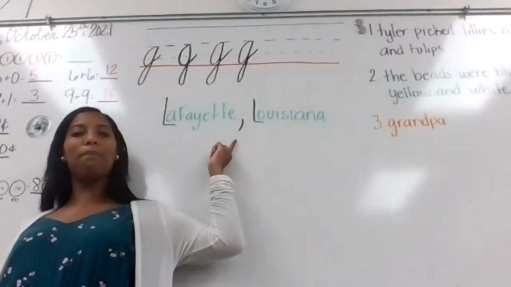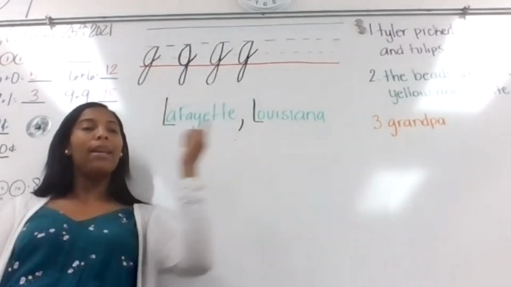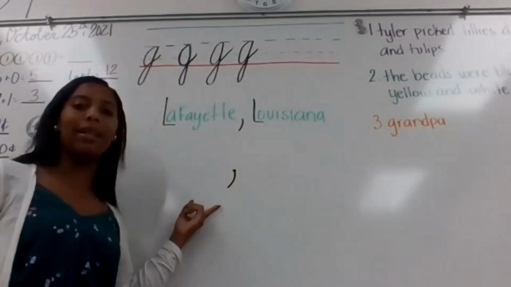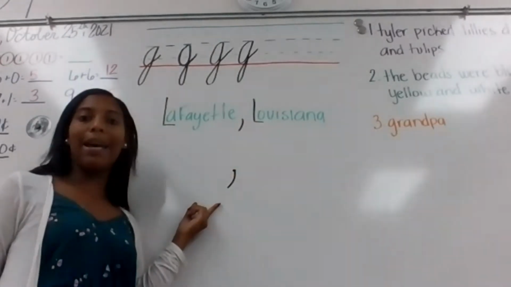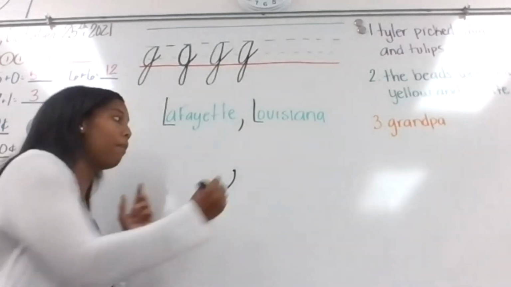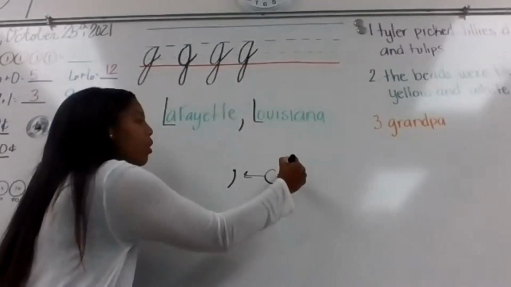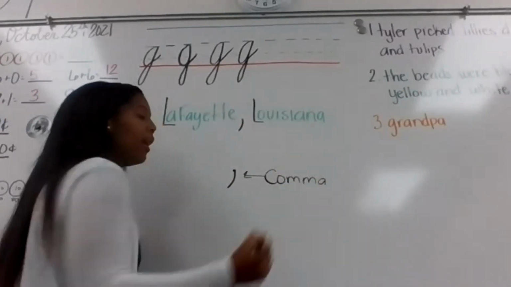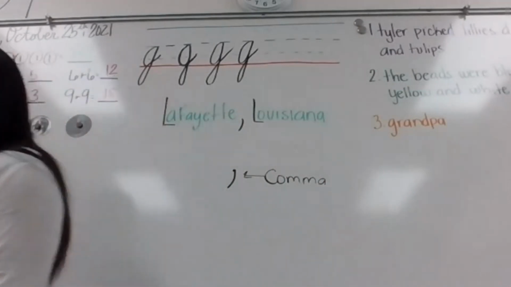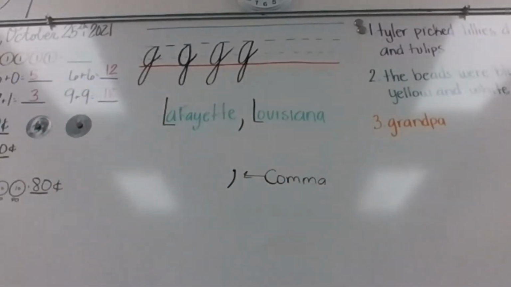It's like a period, but it has a tail. Okay, so we know a period is a dot. Well, a comma is a line like this. So you could think of a comma as a period with a tail. That's what we can call it, but it's called a comma. C-O-M-M-A, a comma.